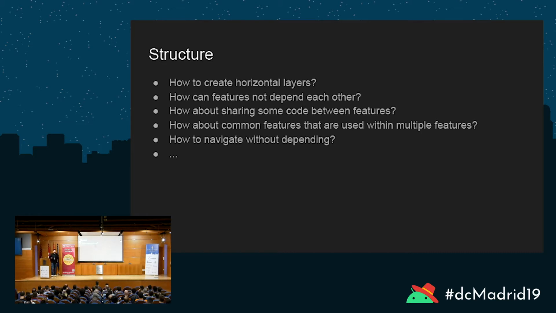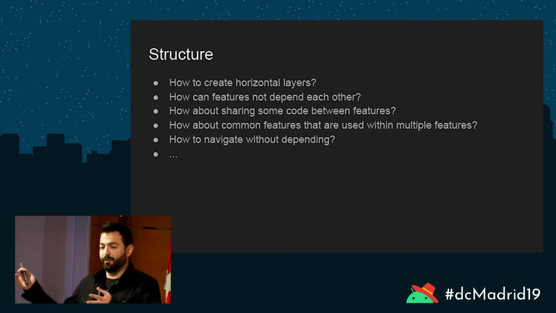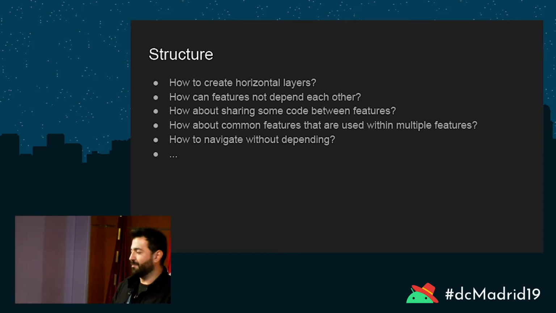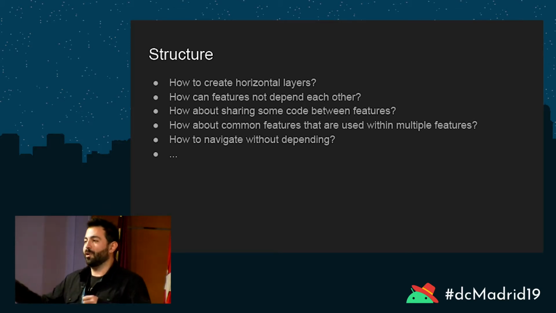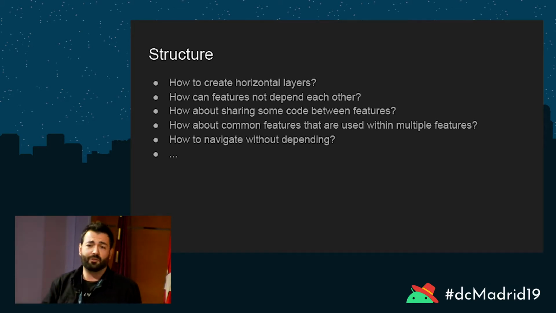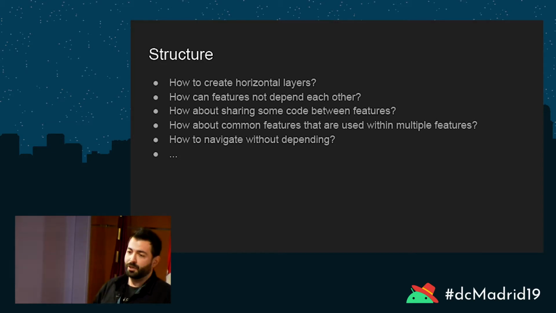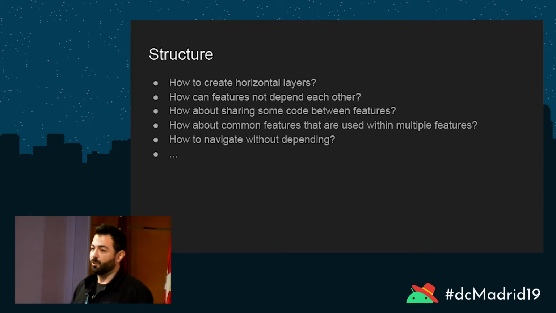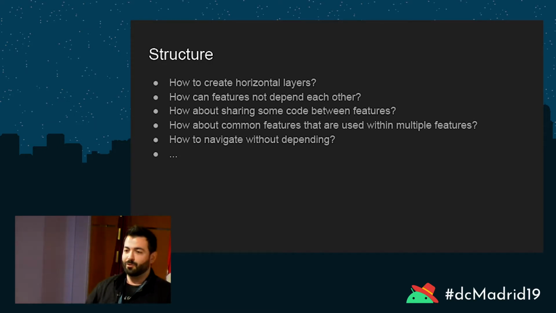But how do we create these horizontal layers, and how do features not depend on each other? How about sharing some code between features? How about common features that depend on multiple other features? How about navigating without depending on the module that you want to go to, right? So many questions. I'm going to try to explain as much as possible, but you will have these kinds of questions coming up even while you're working on modularization and building more and more modules. But that's how software is, right? You get the problem, you solve it, you move on.